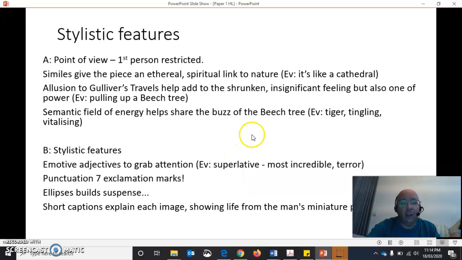Okay, moving on, the next section, you could talk about stylistic features. The important thing here is not merely to list, but to focus on explaining the effect they have and trying to link it back to the overall purpose of the text. So the first one here, a few things to look at. The point of view is first person and also restricted, so we only see it from this person's point of view, and they obviously have literally a very restricted view as they're lying in the grass.